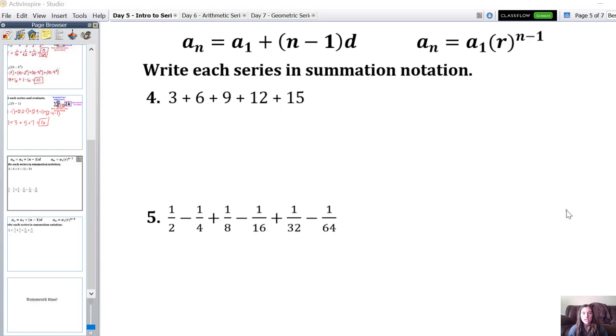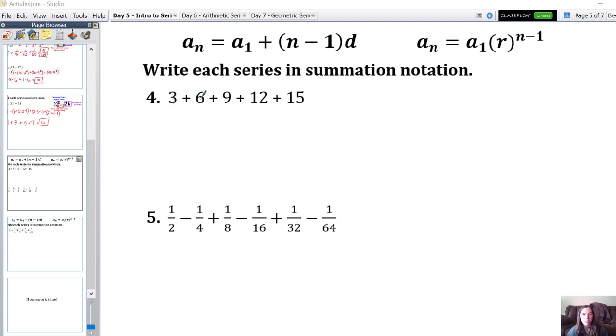Now I'm going to give you a series and we're going to write it in summation notation. When we're doing this, first we're going to check and see if we have an arithmetic series or a geometric series. Just like with sequences, are we adding or subtracting the same thing each time, or are we multiplying or dividing the same thing each time? So let's check and see if it's arithmetic or geometric.